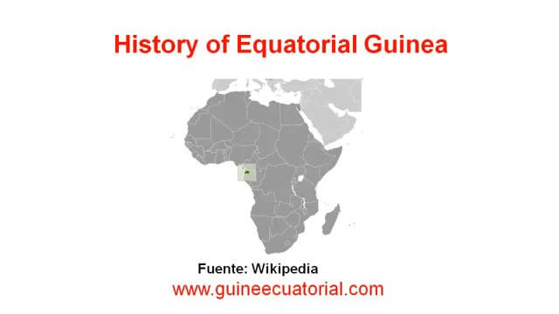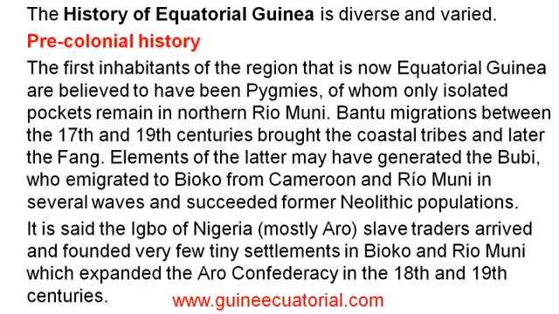History of Equatorial Guinea. The history of Equatorial Guinea is diverse and varied. Pre-colonial history. The first inhabitants of the region that is now Equatorial Guinea are believed to have been pygmies, of whom only isolated pockets remain in northern Rio Muni.